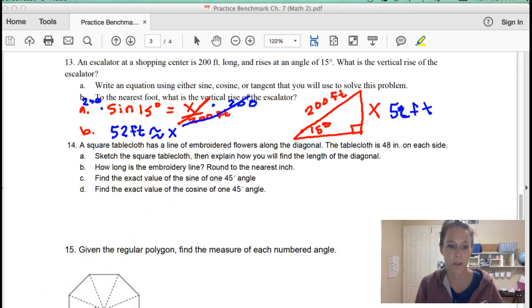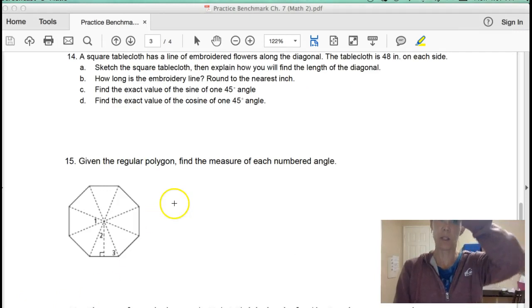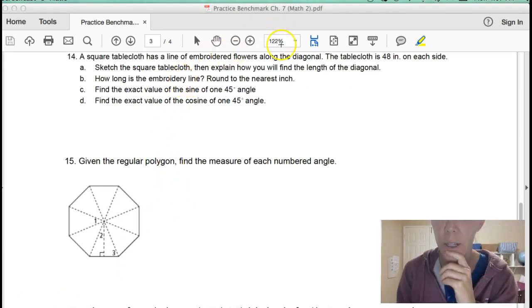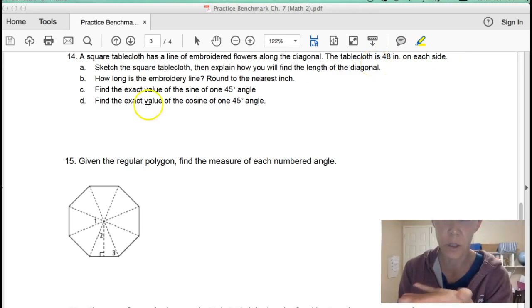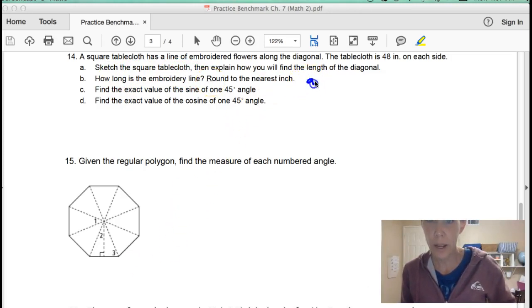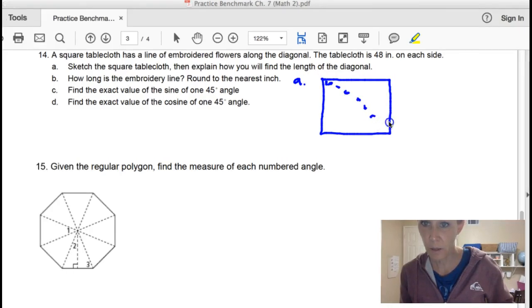All right, going on to the next number. Okay, so this one is a square tablecloth that has a line of embroidered flowers along the diagonal. And it says the tablecloth is 48 inches on one side, and it's a square, so all the sides are 48 inches. So now it says sketch a square tablecloth, then explain how you'll find the length of the diagonal. So part A, I would see something like this. It's a square, and there's flowers all along the diagonal. So something like this, okay?